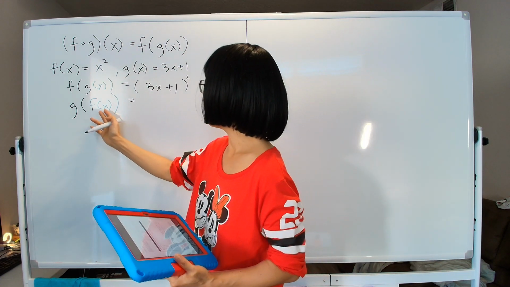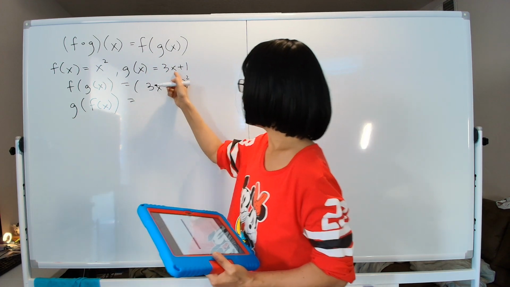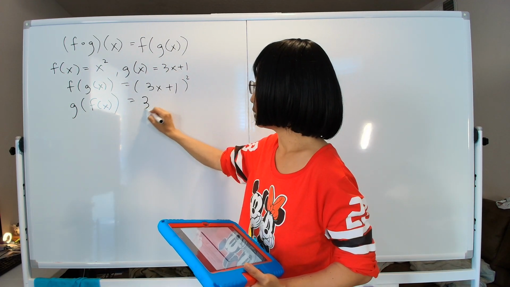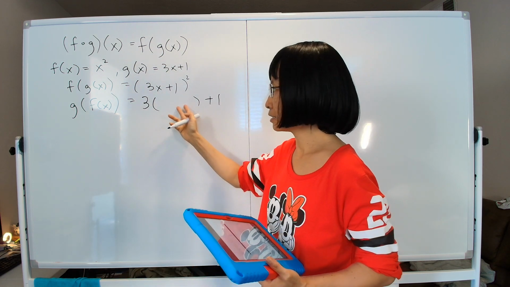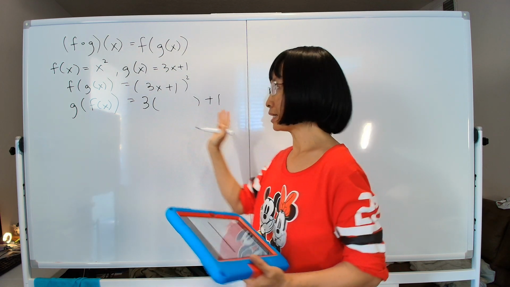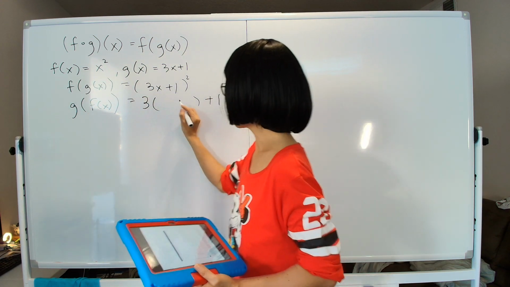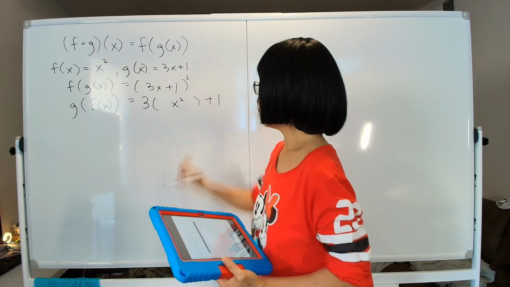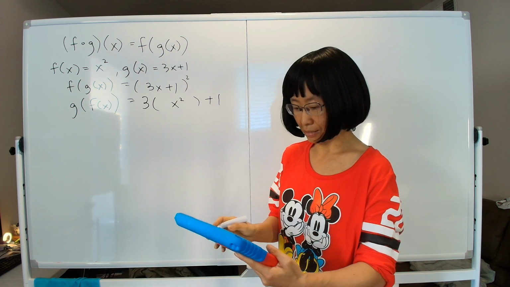So we stick in the f of x, which is, well, first let's see what g does. What g does, described by this, is 3 times the input, plus 1. Doesn't matter what you stick in there, it will multiply by 3, then add 1. And what is the input? In this case, it's f of x, which is x squared. So g's job gives 3x squared plus 1, and that's about it.